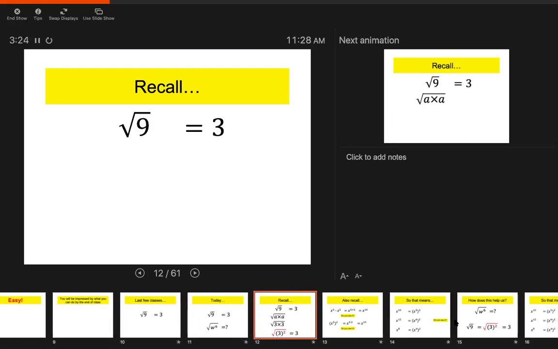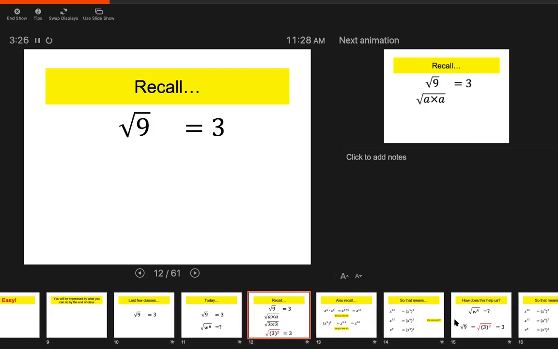So recall, the square root of 9 is 3. Now, when I first introduced this concept to you, I didn't just say memorize the square root of 9 is 3. I explained why. And if you remember, the explanation was this. When you take the square root, you're basically asking yourself, what number times itself is the number underneath the square root symbol? So what number times itself is 9? Well, that number is 3. 3 times 3 is 9.